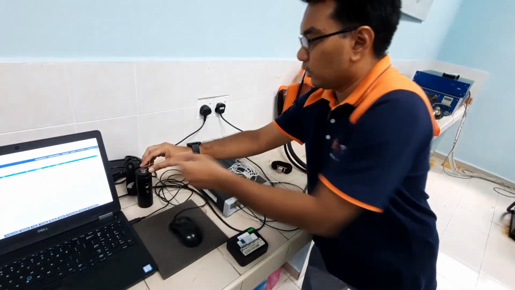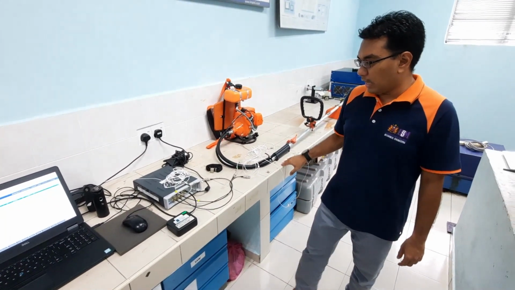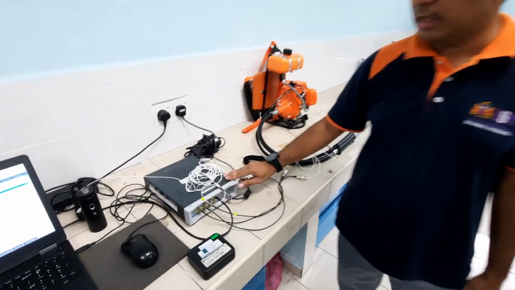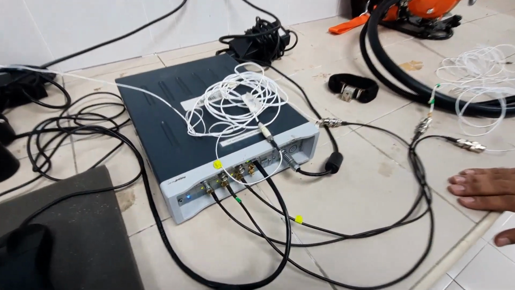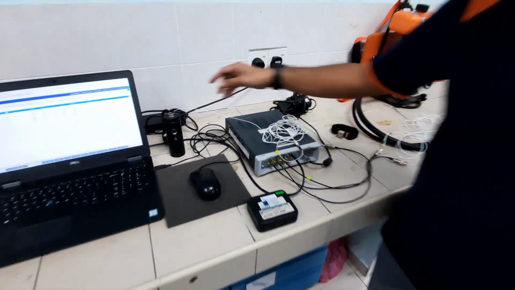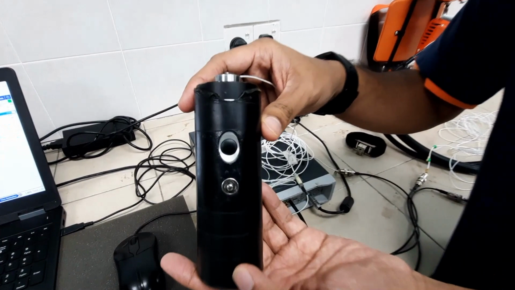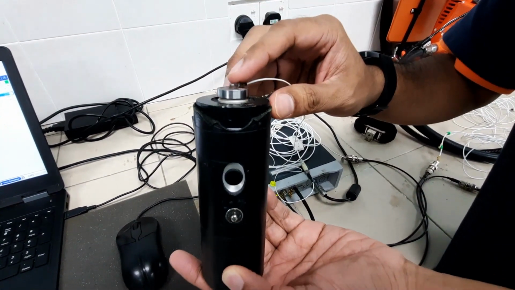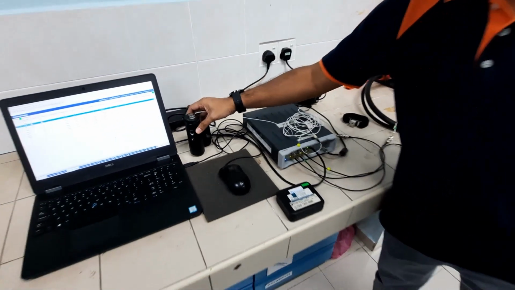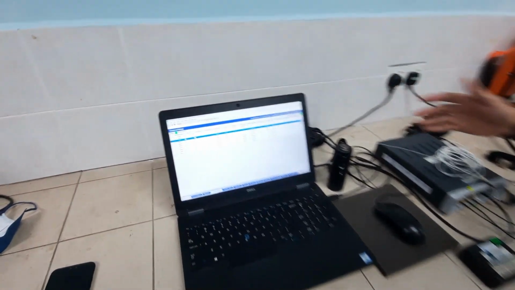Another device for this experiment is the LMS SCADAS data acquisition system. We also have the calibrator. The function of the calibrator is to calibrate the sensor, to check whether it functions well or not. And of course we have the LMS software system that will capture the data.